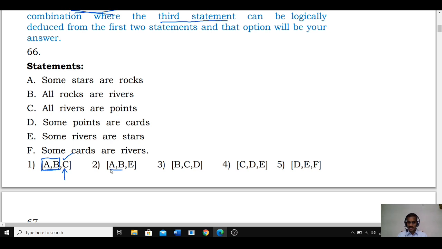Then take A and B as the statements. Then check whether E is the conclusion that can be drawn with the help of these 2 statements or not. If E is the conclusion drawn, then choice 2 will be your answer. If it is not, then go for choice 3. And if it is not, choice 4. If it is not, choice 5. Here this is the fourth model in our syllogisms.